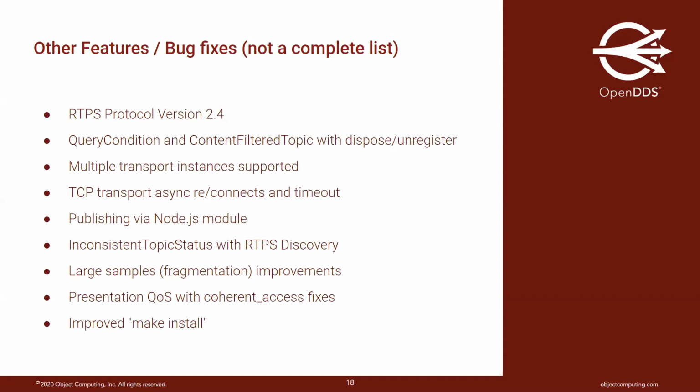The inconsistent topic status is now supported with RTPS discovery. We have some improvements for large samples and improvements to presentation, quality of service, and the make install process. So this isn't a complete list, right? The news and the release notes on GitHub document everything that's been updated.